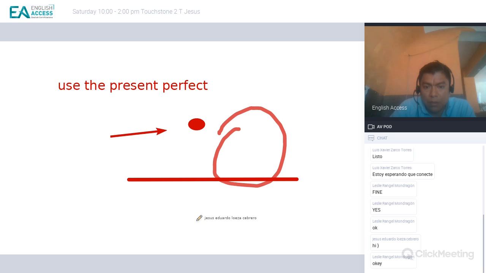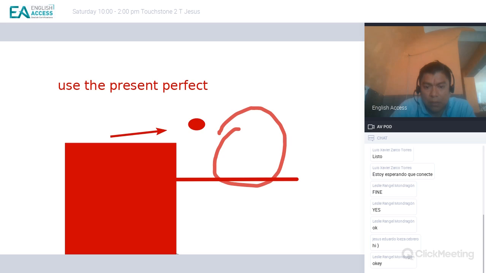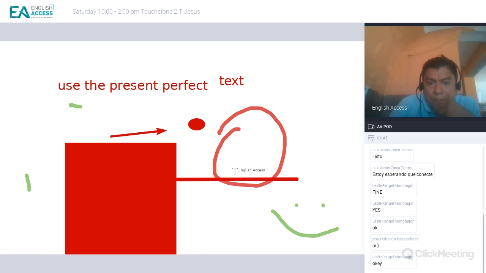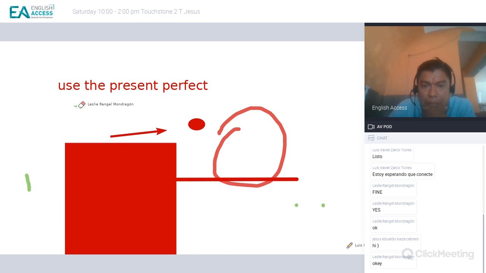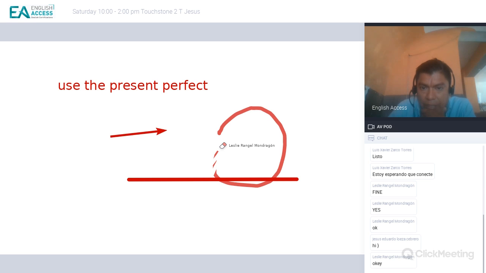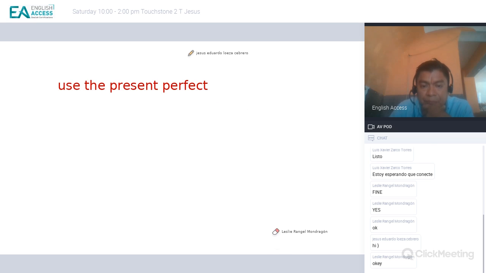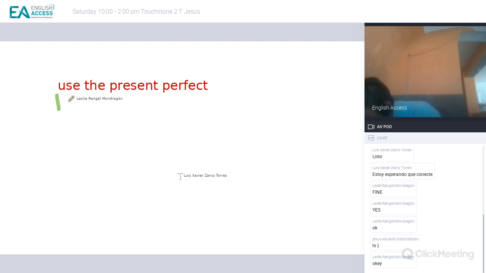Okay? You can do squares. You can do text. Okay? And can you erase what you do? For example, I can erase what I do. I erase everything I do. Uh-oh. And you can also erase with the eraser. There. Now, can you change to text mode, please? Change to text mode, please.